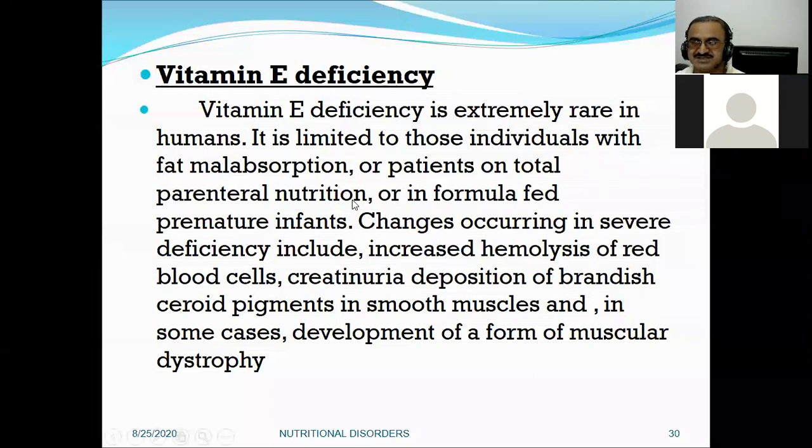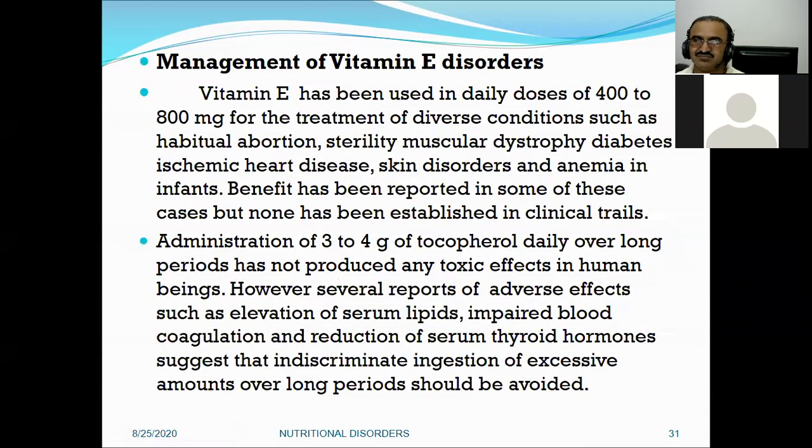So, vitamin E deficiency disorders. Changes occurring in severe deficiency include increased hemolysis of red blood cells, keratinuria, and deposition of brownish white pigments in smooth muscles. In some cases, they develop muscular dystrophy due to vitamin E deficiency. This will be measured in final year medicine or in pediatrics. The daily dose of vitamin E may be 400 to 800 micrograms.